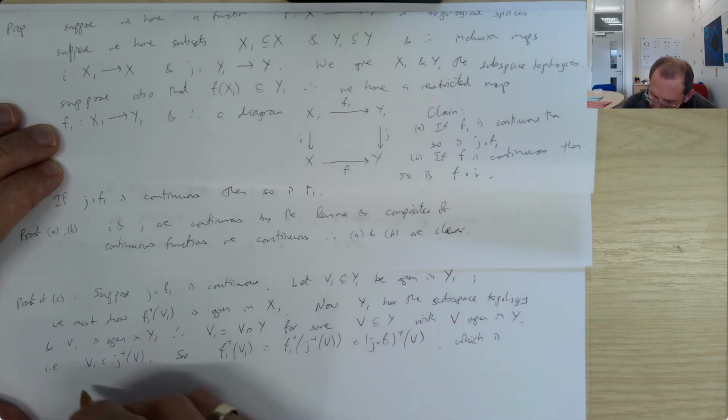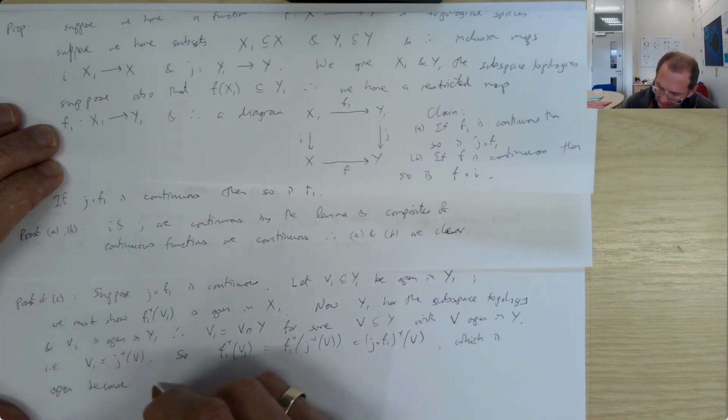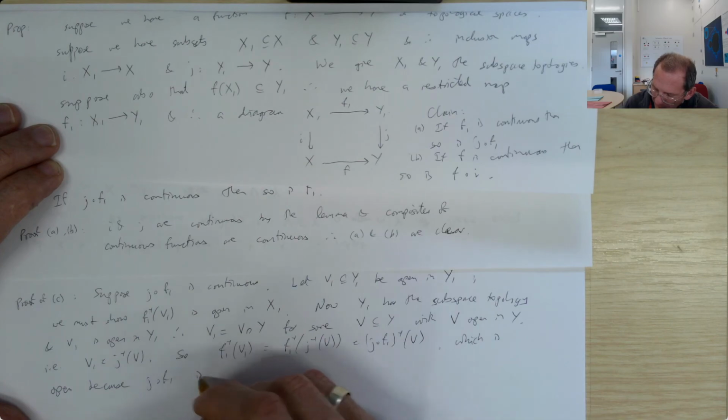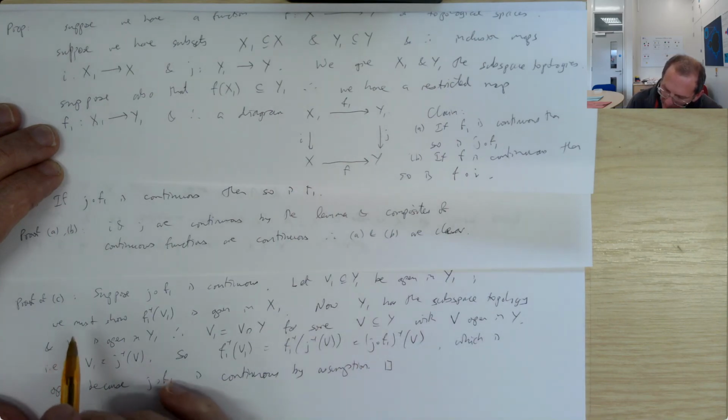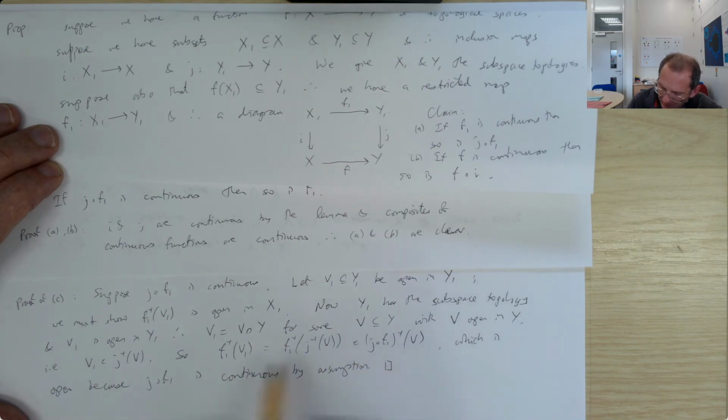which is open because j composed with f1 is continuous by assumption. Okay, so that's all we had to prove, that f1 inverse of V1 was open, but it is because it's the same as (j composed with f1) inverse of V.